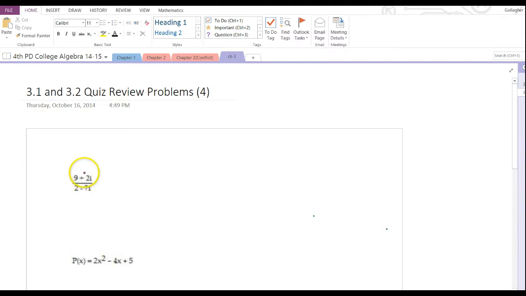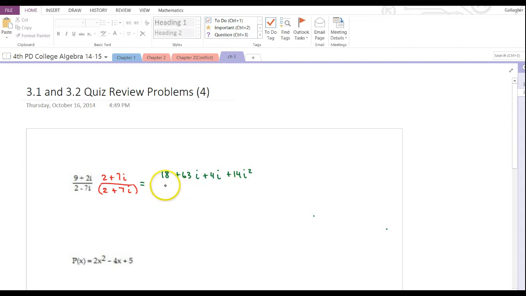The first problem is to simplify this complex number. It's a quotient. So in order to do that, what I need to do is multiply the numerator and denominator by the conjugate of the denominator, which is 2 plus 7i. Now, after I'm finished with that, I have to multiply the numerator, and I get 18 plus 63i plus 4i plus 14i squared.